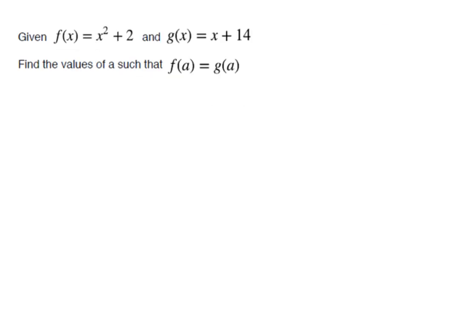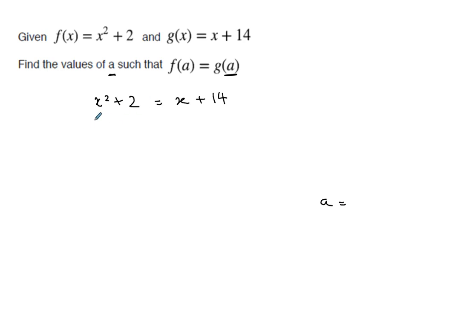Given f(x) equals x squared plus 2 and g(x) equals x plus 14, find the values of a such that f of a equals g of a. So you can tell that would be equal to that. If we put our a in there, you know that that will be equal to that. So that's all you have to do. So you go x squared plus 2 equals x plus 14. And you could change it to a, but I'll continue with x because I love my x's, and then I'll just put a equals there.